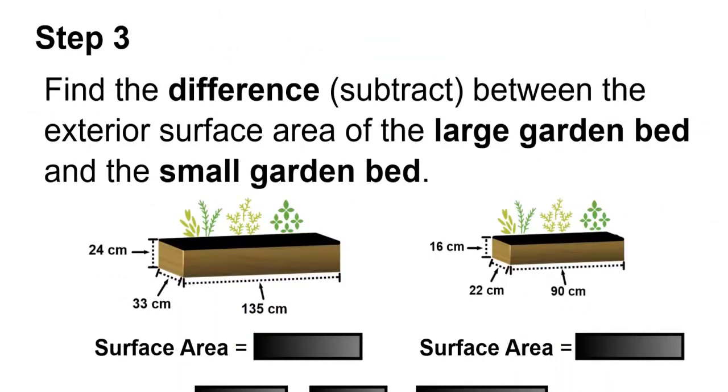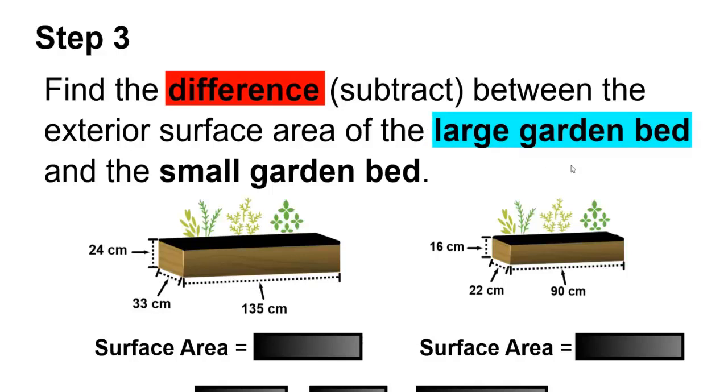Step 3, find the difference, which means to subtract, between the exterior surface of the large garden bed and the small garden bed.